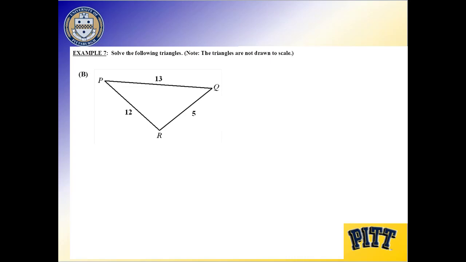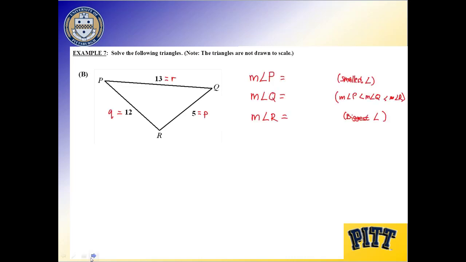Another triangle here. We're given three sides of the triangle. So to solve this, I have to find the three angles, obviously angle P, angle Q, and angle R. I also keep in mind the rules for triangles I mentioned previously, which come in handy here, because I know the measurement of angle P is going to be the smallest angle because it's opposite the smallest side. I know that R is going to be the biggest angle because it's opposite the biggest side. And of course, angle Q will be somewhere between the measurements of angles P and R.